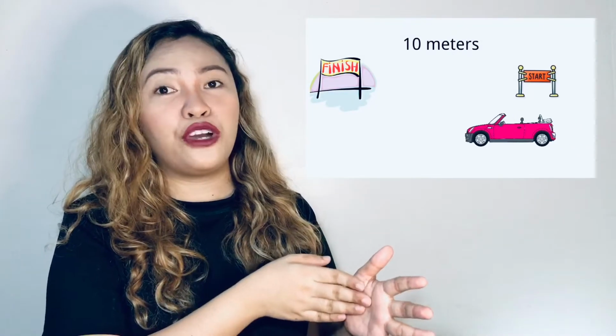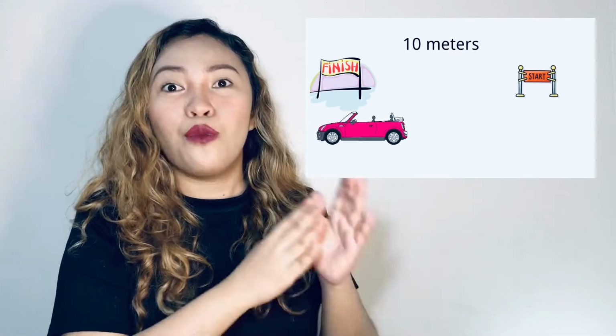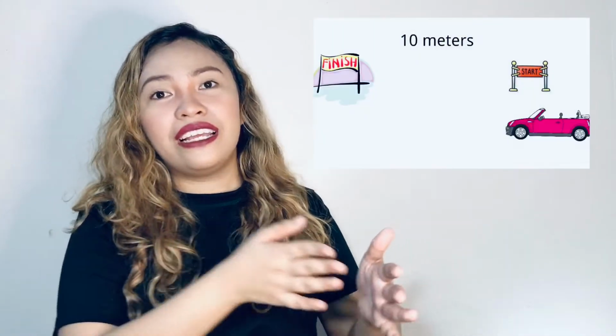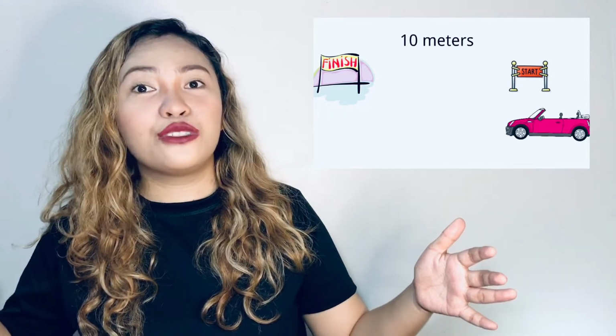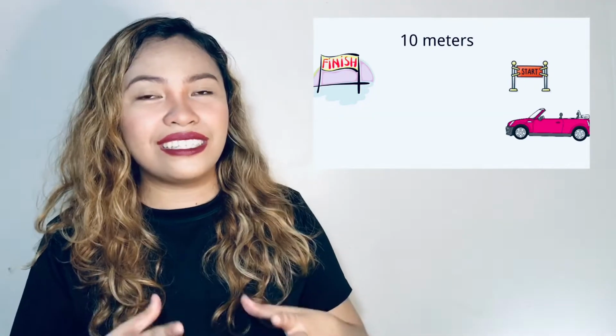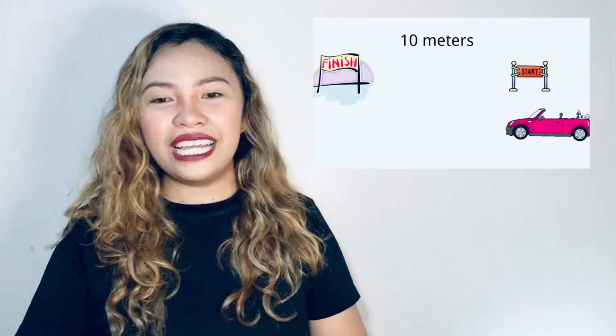This time, the car is moving from the starting point to the finish point and then back to the starting point. What is the total distance? In this case, the total distance here is 10 meters going to the finish line and then another 10 meters going back to the starting line. So the total distance traveled by the car is 20 meters.